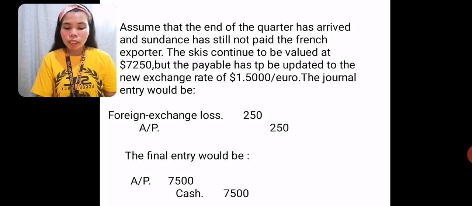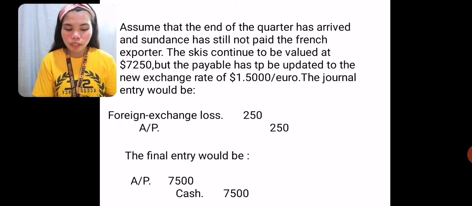The company that denominates the sale or purchase in the foreign currency, in this case the importer, must recognize the gains and losses arising from currency transactions at the end of each accounting period, usually quarterly.